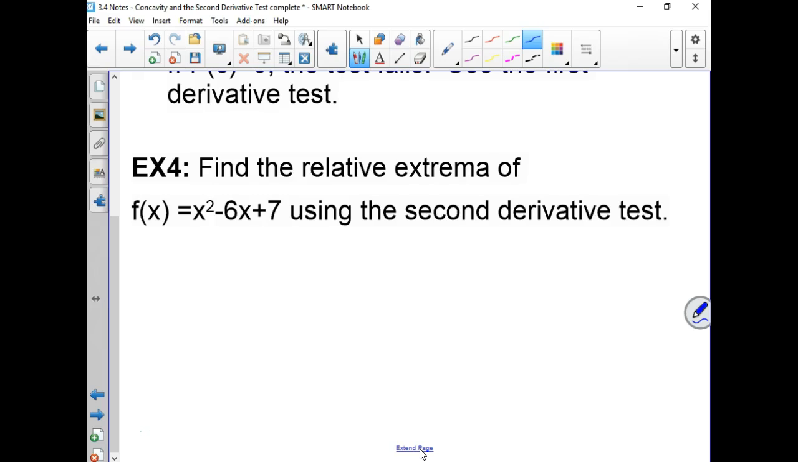It says, find the relative extrema of f of x equals x squared minus 6x plus 7 using the second derivative test. So for the second derivative test, first we're going to find the first derivative, which will be 2x minus 6. Now, we need the critical points for this. That equals 0, right? So 2x equals 6 and x equals 3. So that's our critical value.